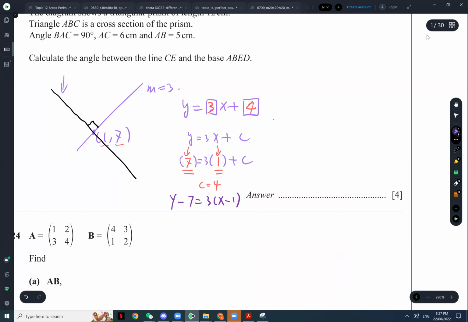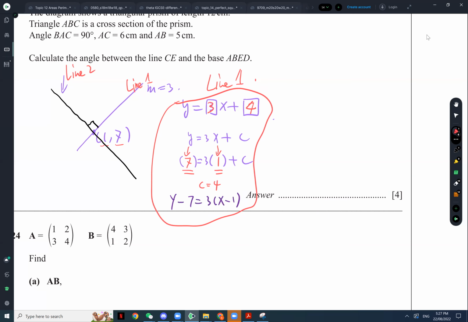How about this equation? If we say this is line 1, the whole thing here is line 1. What's the equation for line 2? Fifi, do you remember what the gradient is for the second line, if two lines are perpendicular? What's the gradient?